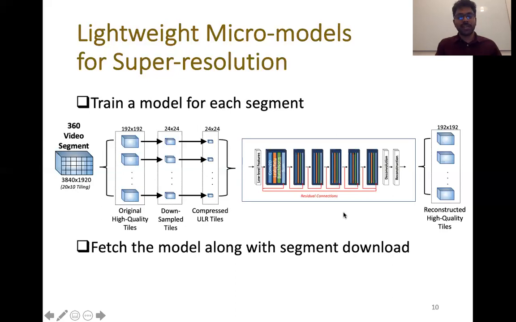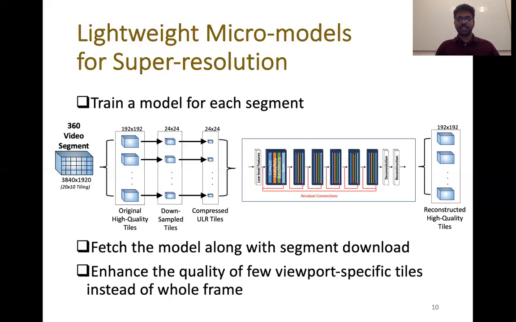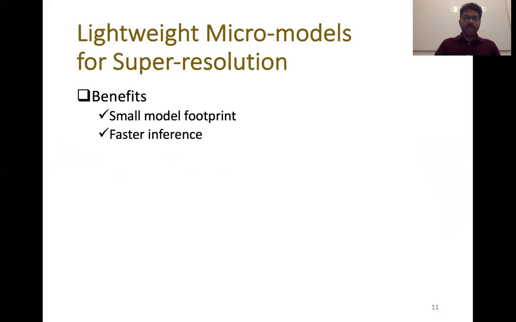So once the model is trained, the client can fetch this model along with the actual segment download. Once the model is downloaded, the client can enhance only the viewport specific tiles, as opposed to enhancing the quality of the entire panoramic scene. So by having these lightweight micro models, the key benefit is that we have a smaller model footprint because we are training on only a shorter segment. And because the model is extremely small, the inference is also faster now.